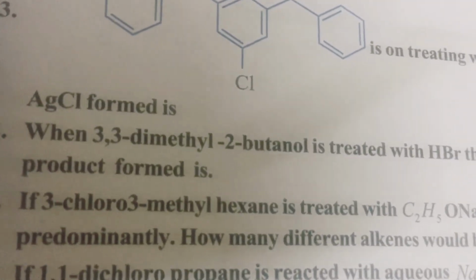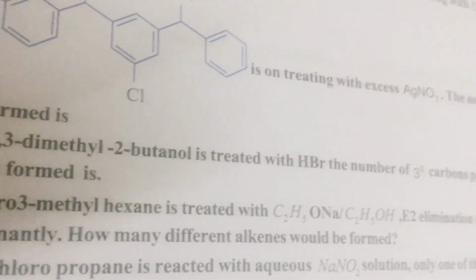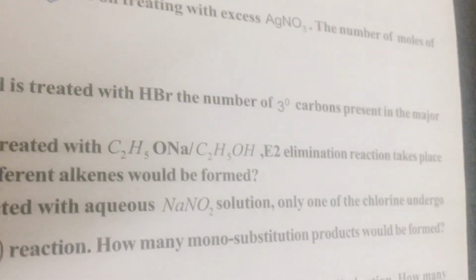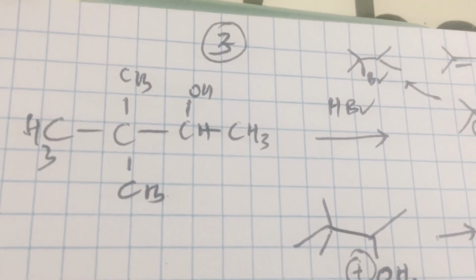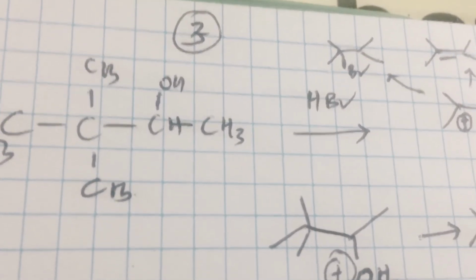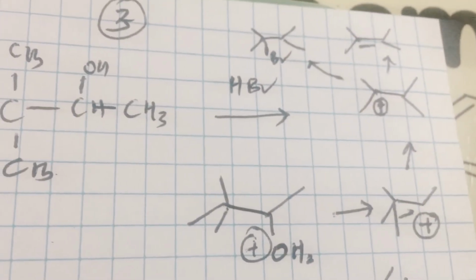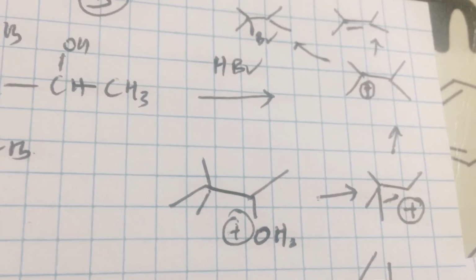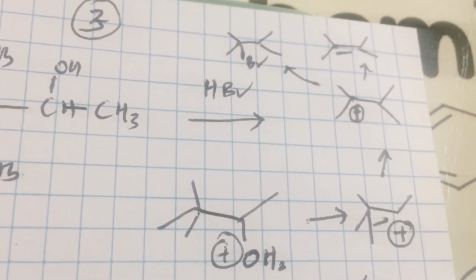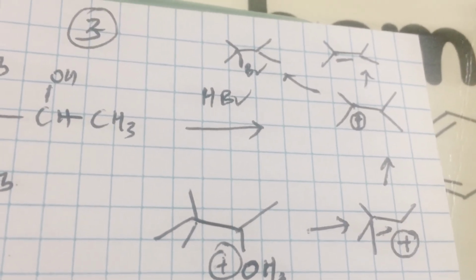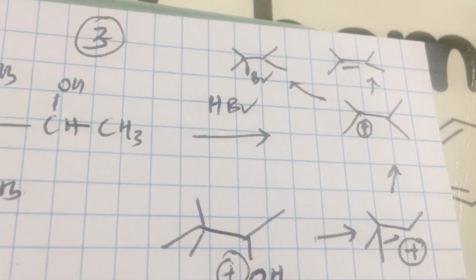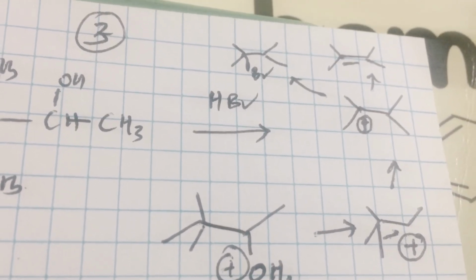Our next question is, when 3,3-dimethyl-2-butanol is treated with HBr, the number of tertiary carbons present in the substituted product. Now in this reaction, very quickly, when treated with HBr, initially the OH group gets protonated, water is lost. This carbocation produced undergoes rearrangement, and this carbocation can have 2 options. Either it can go elimination to give 2,3-dimethyl-2-butene, or simply it can be added with Br minus to give 2-bromo-2,3-dimethylbutane.